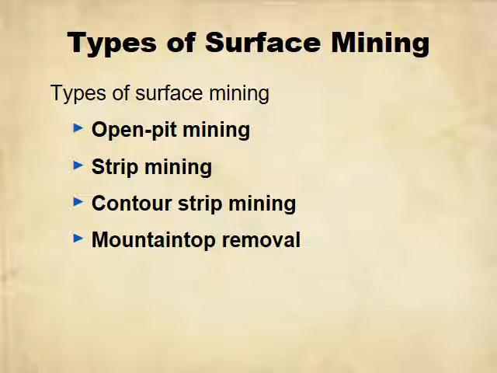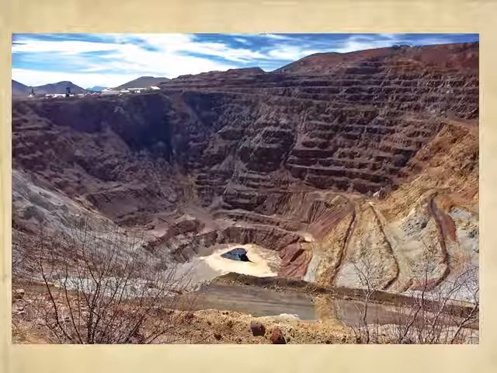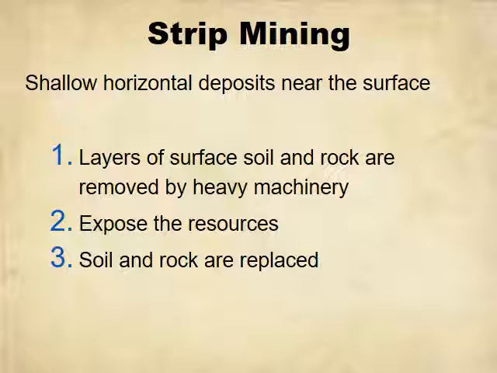So we have open pit mining, which is an open pit, strip mining, which you remove in strips, and contour strip mining, which is strip mining but just on the contour of the land, like contour farming. And then you have mountaintop removal, which is exactly what it sounds like. You basically blow up an entire mountain to get what's in it. Big hole, open pit.